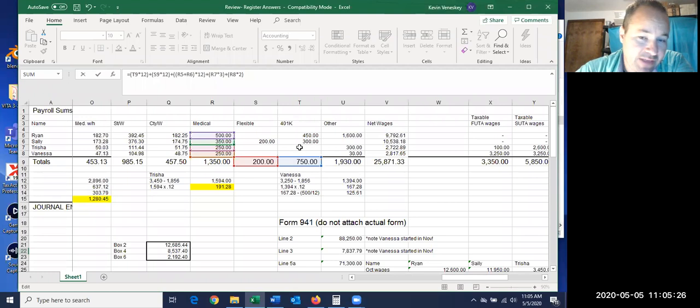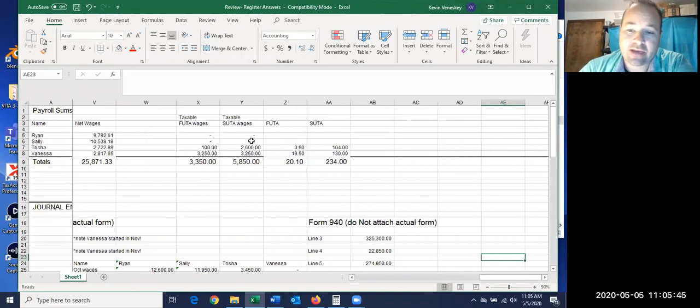If I would have had these 2 employees taken out, then I couldn't have done this method. I would have had to do them separately like I did over here. But since these both worked 12 months, I can do that. And my flexible employee, she worked all 12 months. So that's how I got line 4.